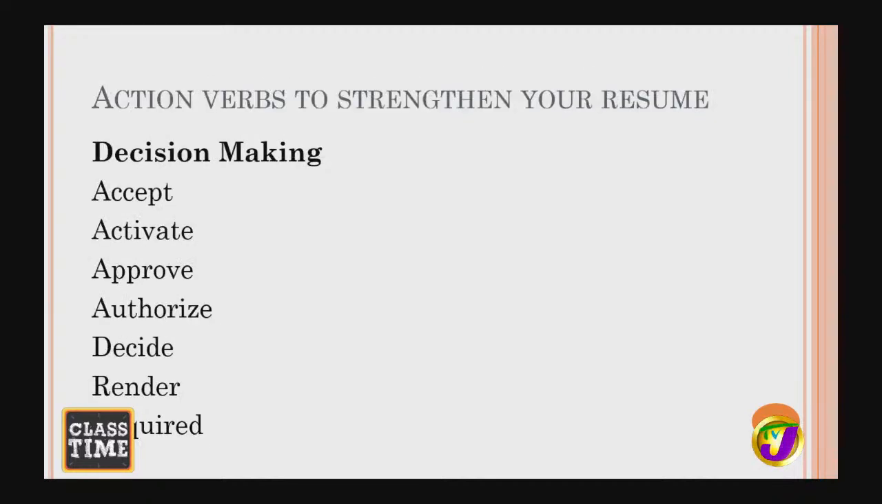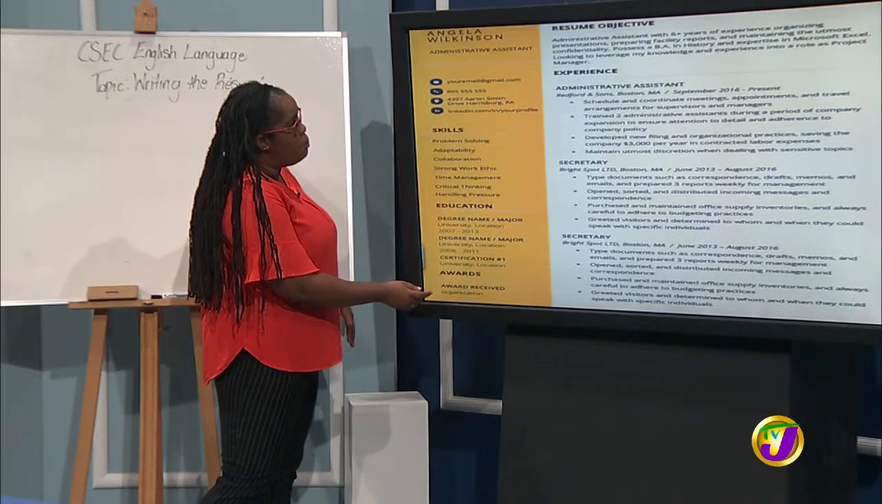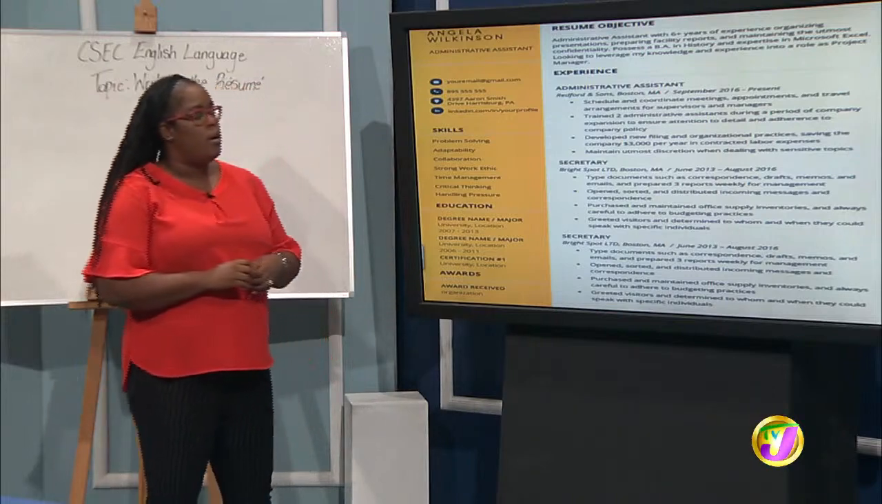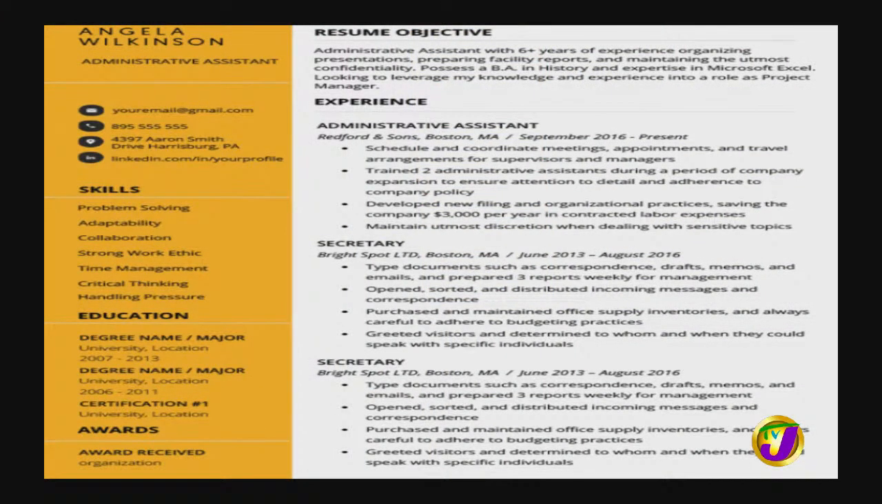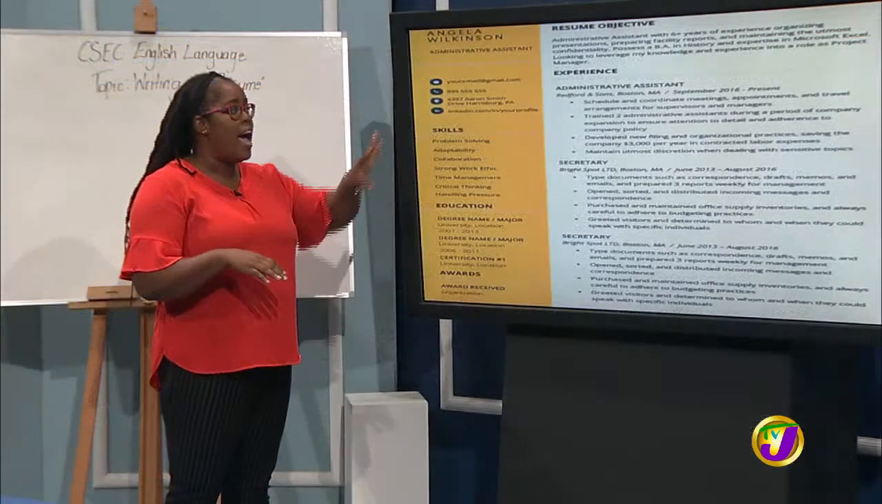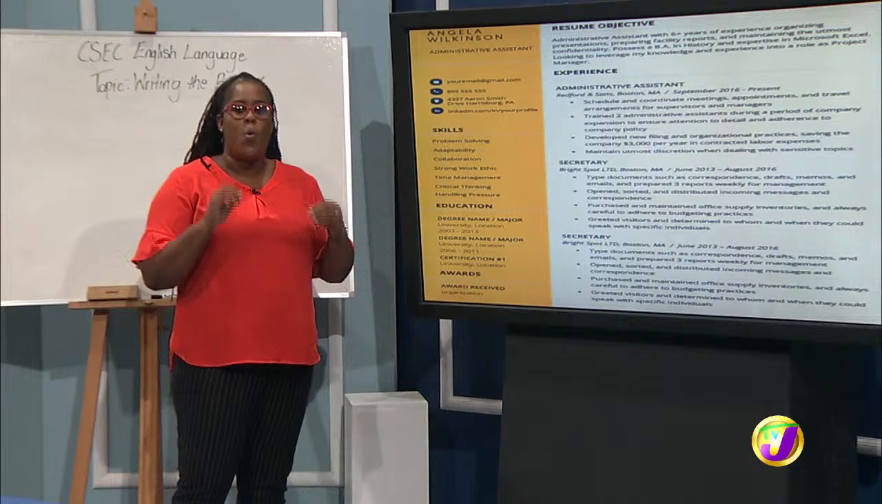All right, and these are some action verbs to strengthen your resume, right? So decision making: accept, activate, approve, authorize, decide, render, required. Right, and these are some other action verbs. Now here we have an example of a resume, right? Now everything that we have looked at so far is here. Now what we're going to be doing is we're going to be using all that we learned today, right, and the resume, and we are going to be writing our own resumes.